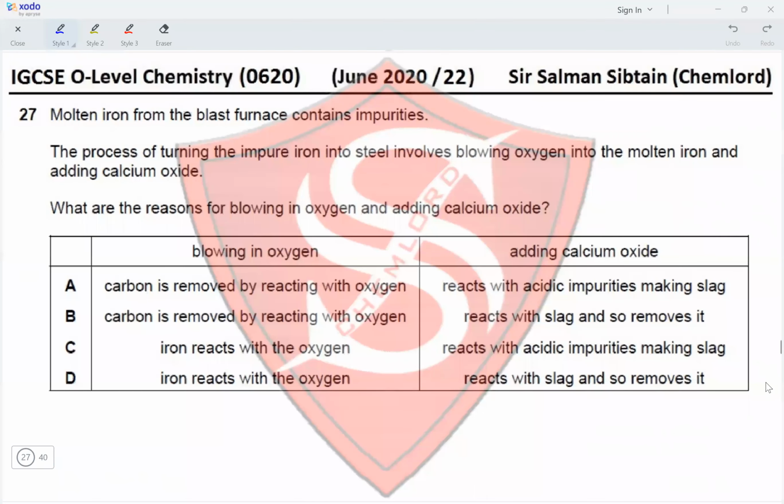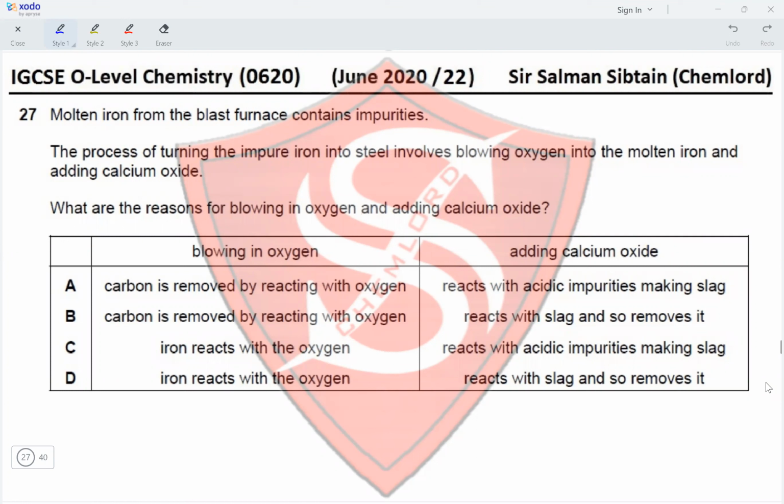Question 27. Molten iron from the blast furnace contains impurities. The process of turning the impure iron into steel involves blowing oxygen into the molten iron and adding calcium oxide. What are the reasons for blowing in oxygen and adding calcium oxide? So carbon is removed by reacting with oxygen.